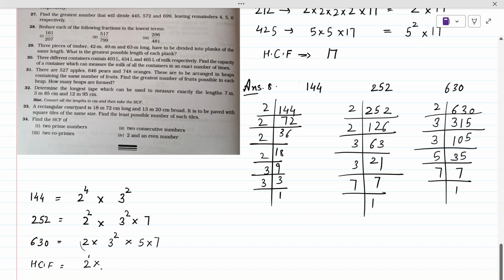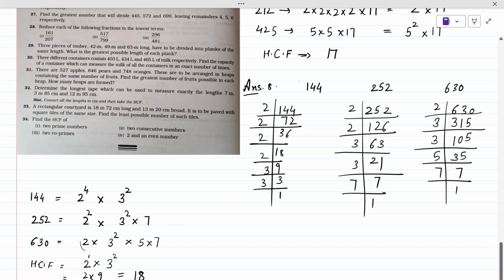And then what is next common? 3. And the least power in every number is same. So that is 3 raised to the power 2. Next, I don't have 7 common in all, so we cannot take it. I don't have 5 common in all, we cannot take it. So our HCF will be 2 multiplied by 3 raised to the power 2, which is 9. So our HCF is 18 here.